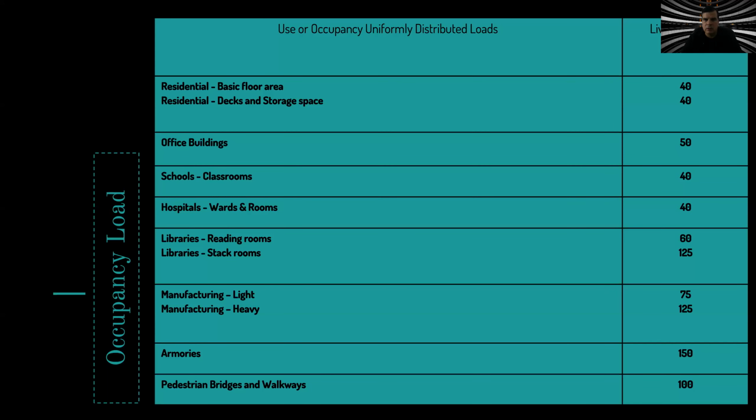We can look here at the use of occupancy and uniformly distributed loads, I mean live loads, in some types of buildings. For example, a residential building will usually have 48 pounds per square foot. After that, an office building 58, hospital 40, library 60, etc.